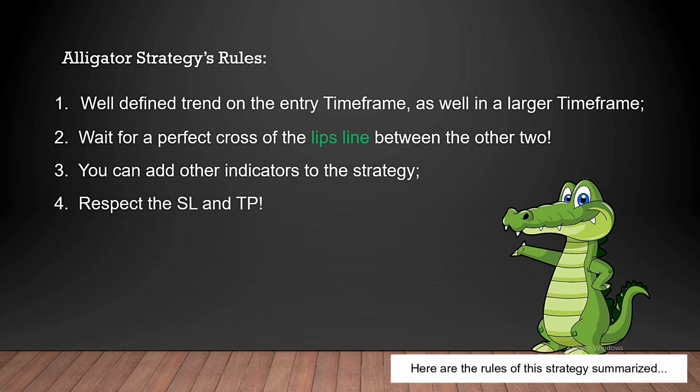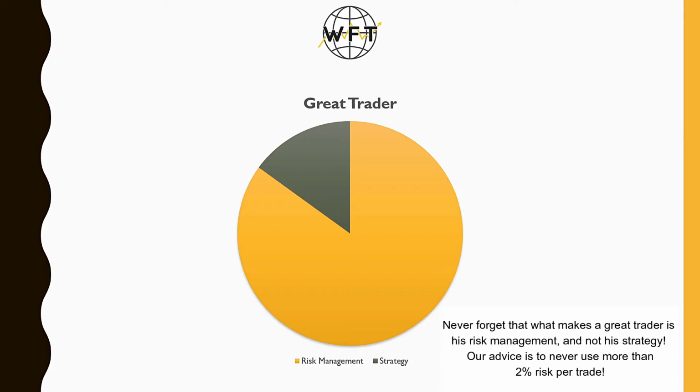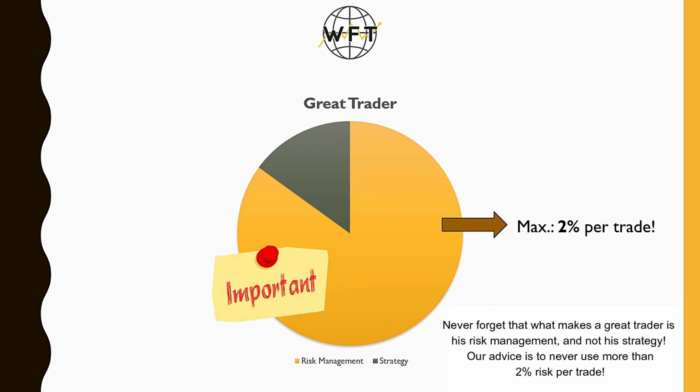4. Always respect the stop loss and take profit placement rules that we have announced. 5. Finally, you need to manage your risk well. Let's talk about that topic now. Never forget that what makes a great trader is his risk management, and not his strategy. Our advice is to never use more than 2% risk per trade.